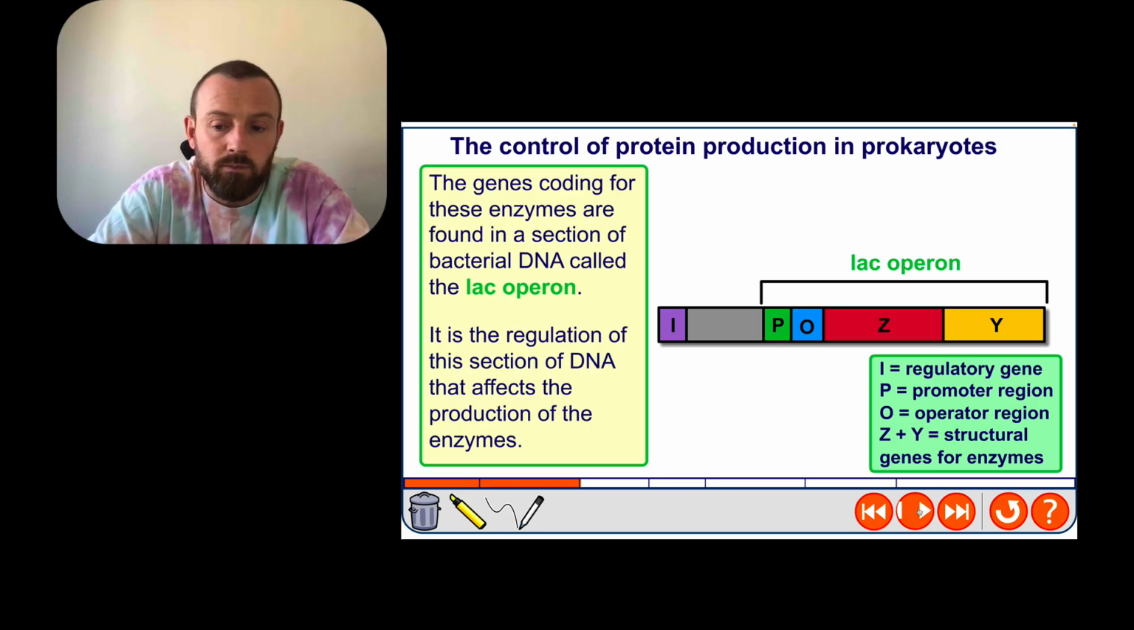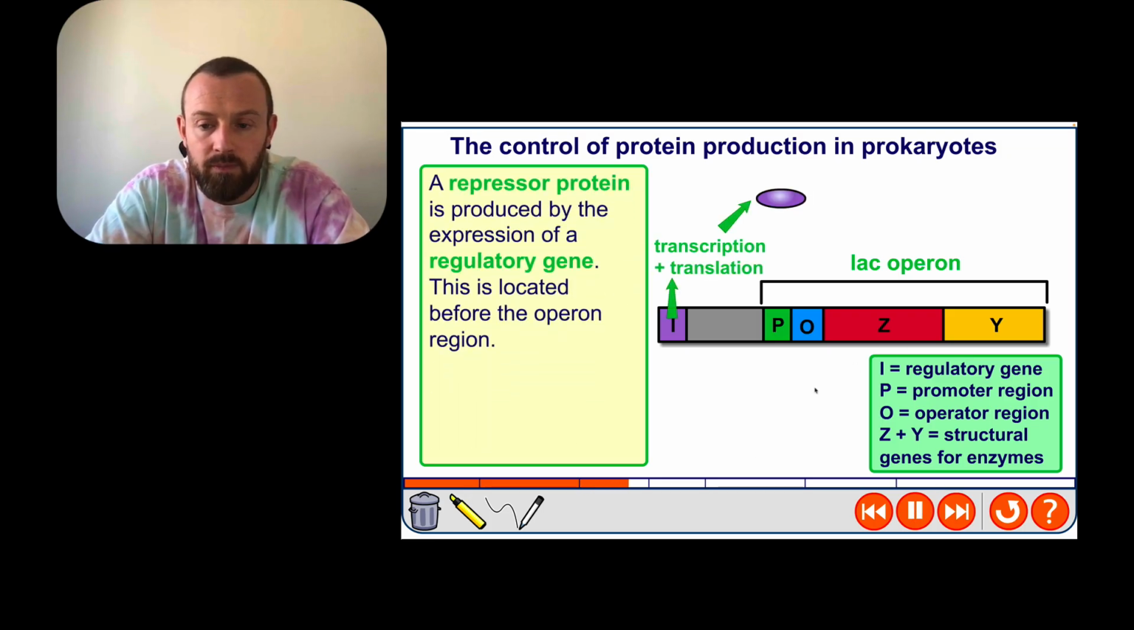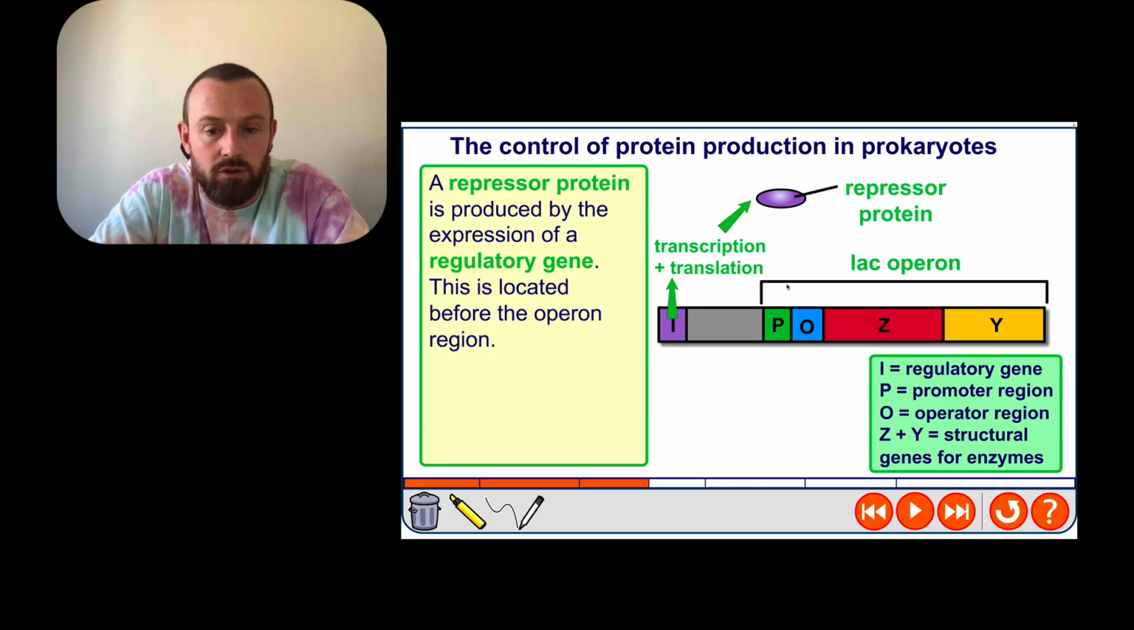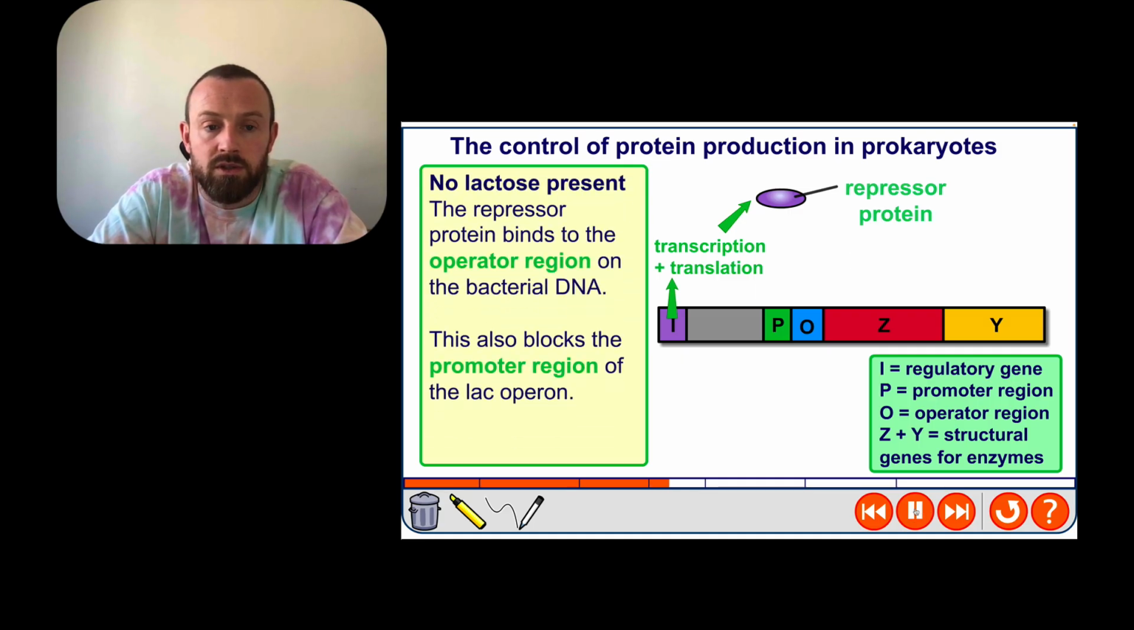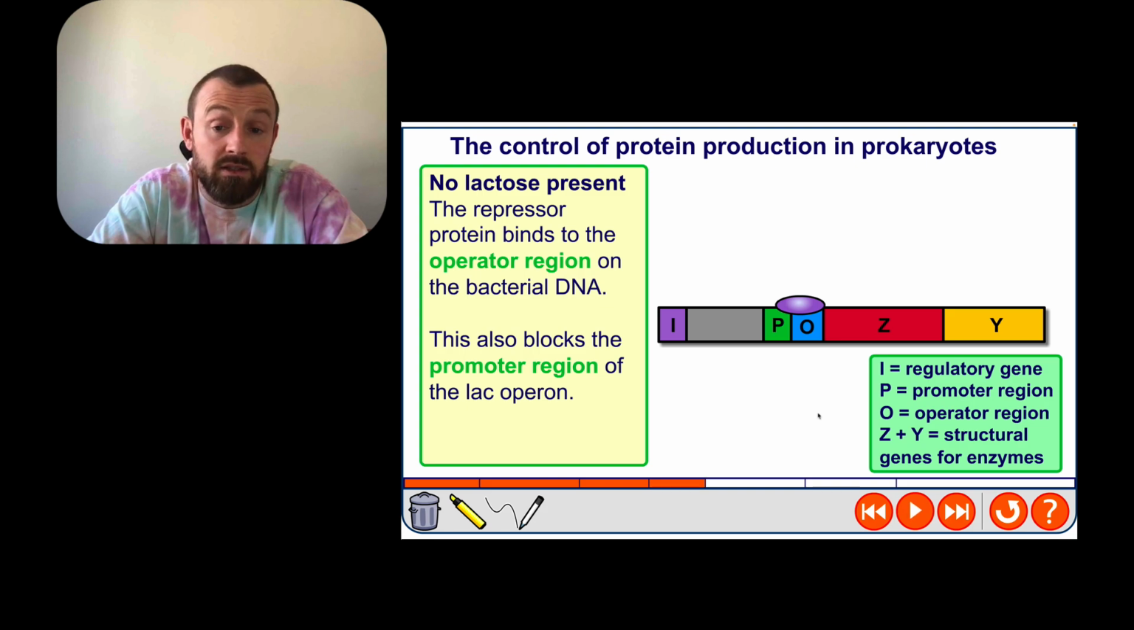So how does this work? We also have a regulatory gene, which is not next to the operon, but a little bit further away. Under normal circumstances, the regulatory gene is always transcribed and translated to produce a protein. So I is the gene, and it codes for the protein. So the repressor protein is produced. Now this repressor protein, under normal circumstances, will bind to the DNA. It has a DNA binding region in it, and it binds mainly to the operator region, but it also overlaps and covers the promoter region over here.